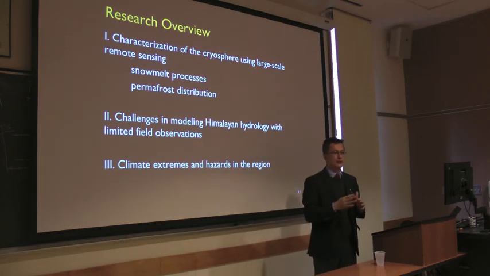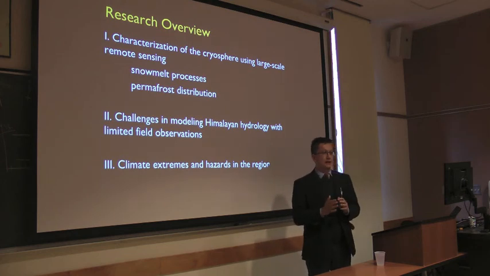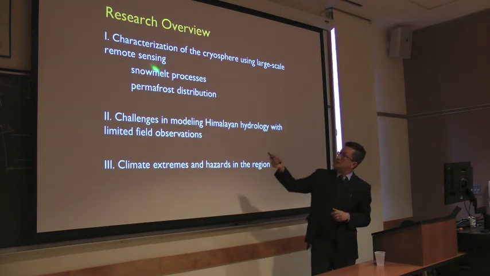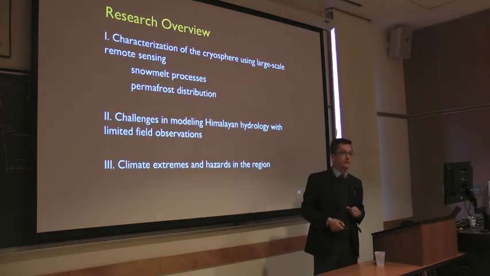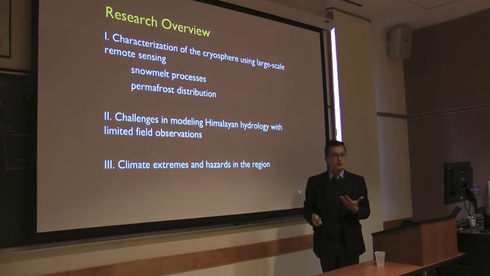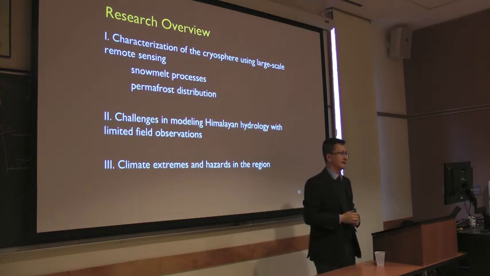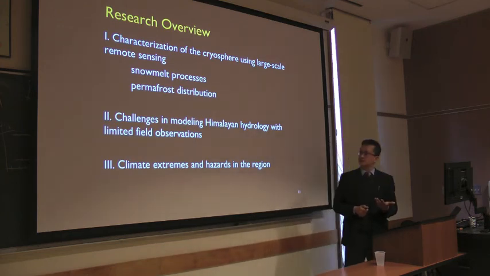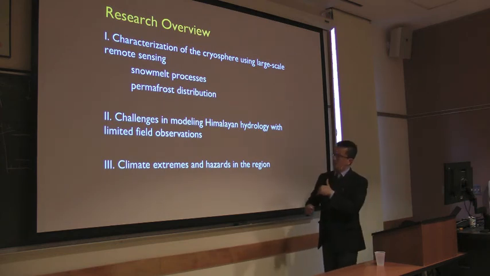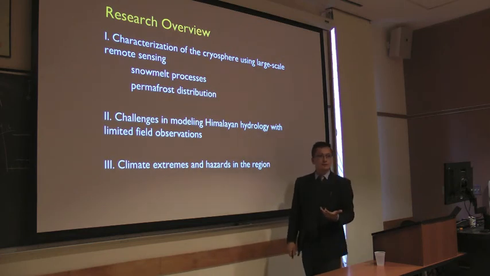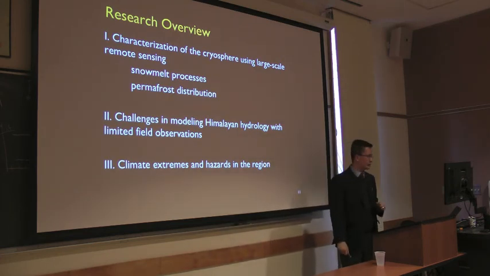First I'll talk about characterizing these snowmelt processes. In such a data sparse region, how can we get a good sense of some of these processes that are occurring in this large region? Snowmelt processes, and I'll also touch on permafrost a little bit. And I'll talk about challenges and opportunities in hydrological modeling in this region, especially when we have very limited data. It's a big challenge, as most of you who work in this region are familiar with. Not just the environmental data, but also socioeconomic data, everything. And finally, I'll talk about climate extremes and hazards in the region. What are some of the hazards? What are some of the extremes going forward?